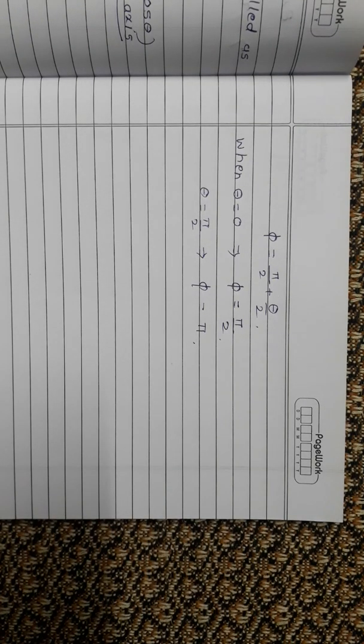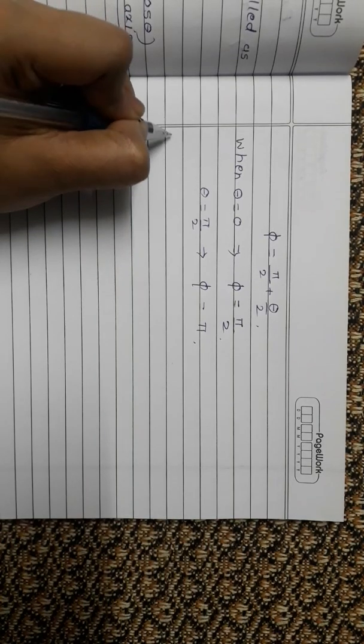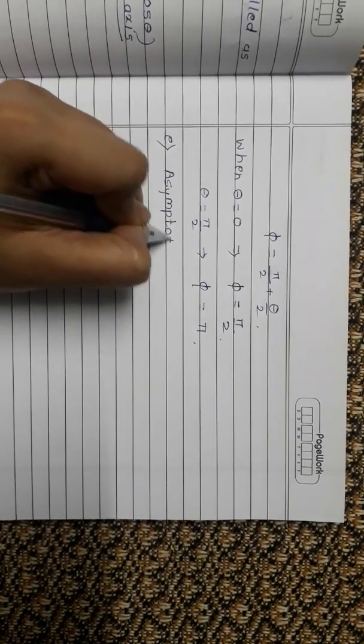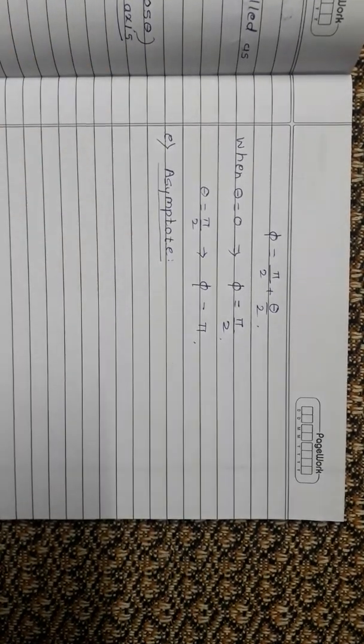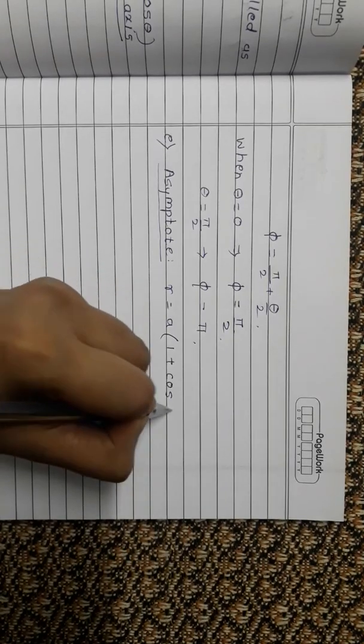So let's go forward. Let's see the next rule. Okay, the next rule is to find out asymptote. What is asymptote? Asymptote is nothing but tangent at infinity, right? So what we are going to figure out is for which value of theta r is becoming infinity, right? What is the equation we are having? R is equal to a into 1 plus cos theta.